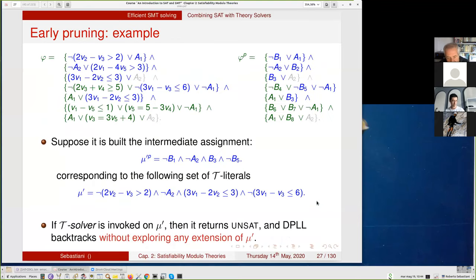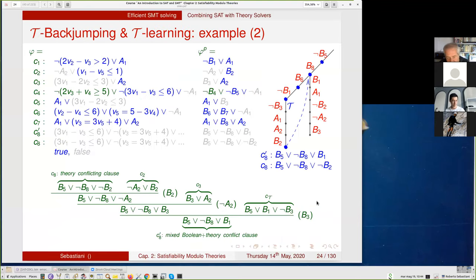So this is exactly what was done here, right? This was not learned or added explicitly, but we generate it on the fly if needed by conflict analysis. Okay, so this answers the questions from before.